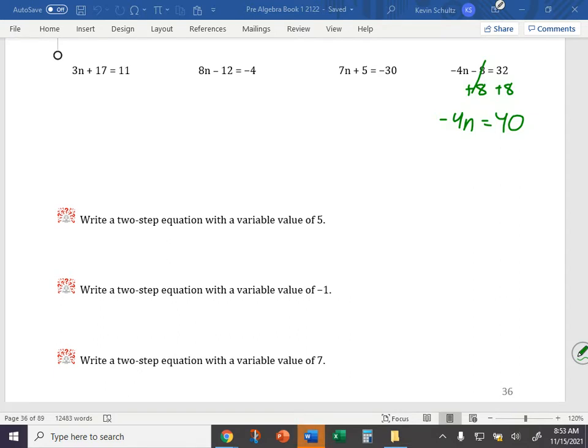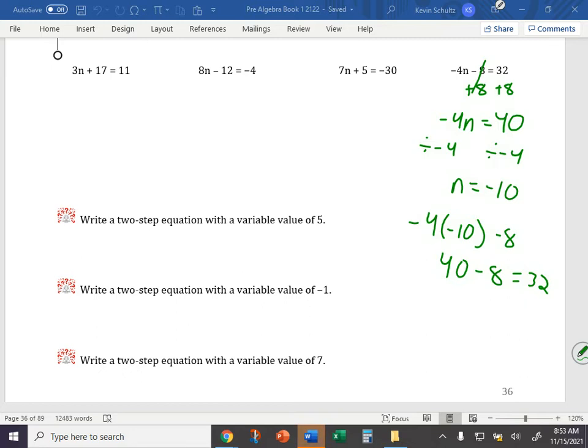Right? Second step, Haley. Divide by -4. Since we're multiplying by -4, to undo that, we'll be dividing by -4. And 40 divided by -4 is a -10. Let's prove it. -4 times -10 minus 8. That gives us positive 40 minus 8, which does equal 32. Checks out.